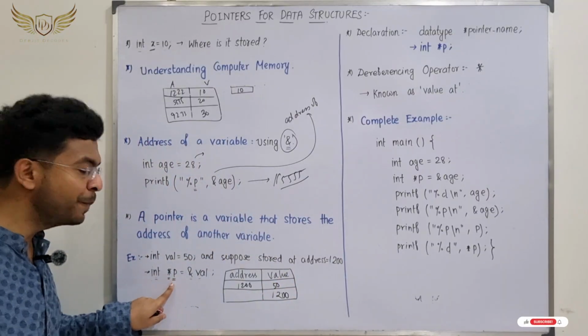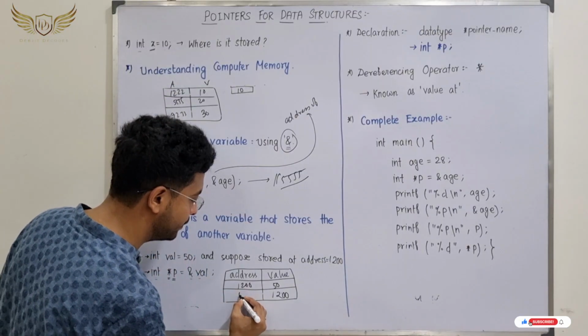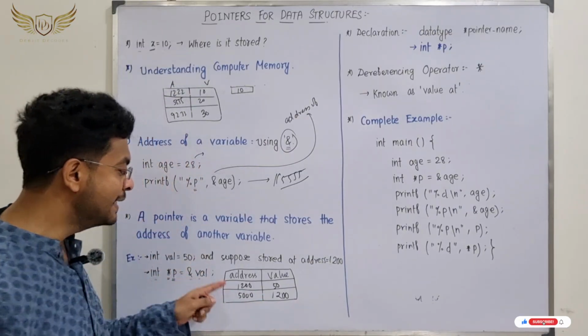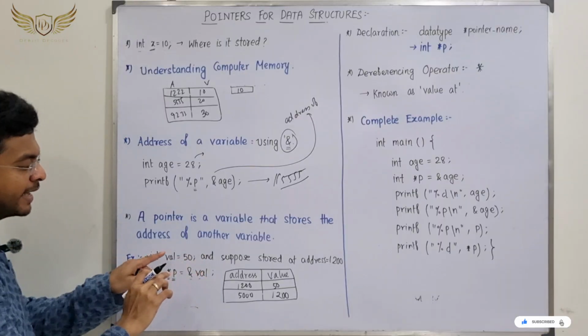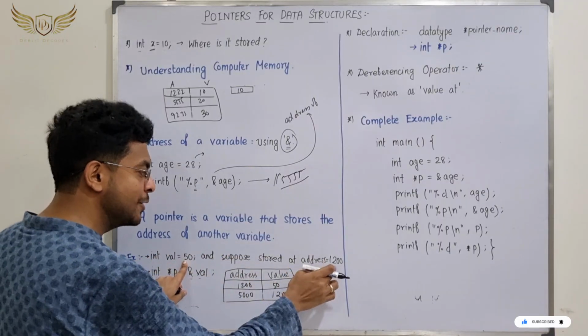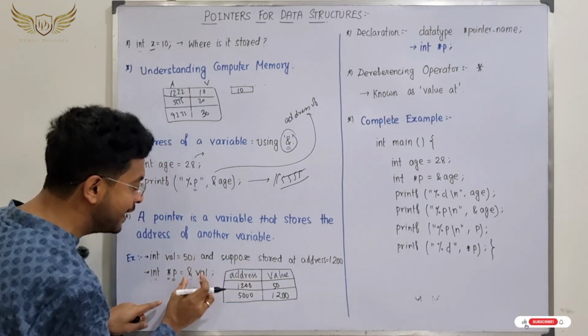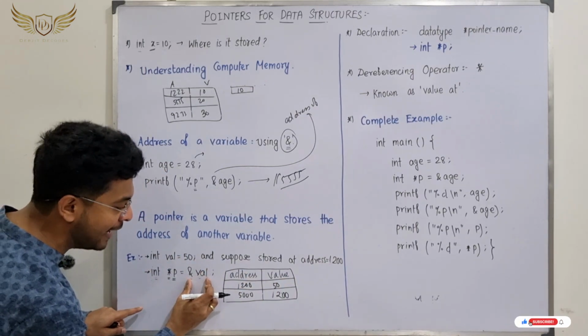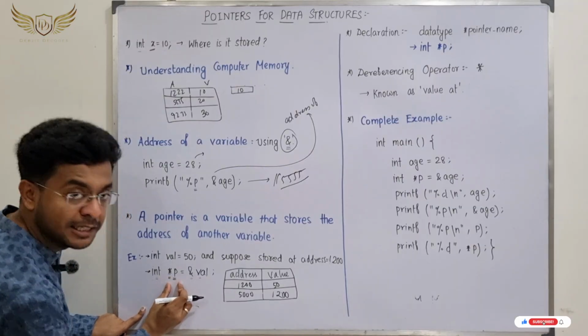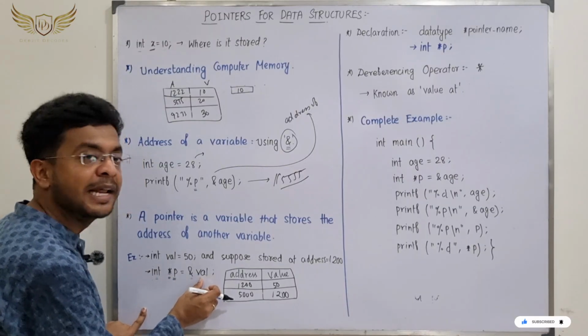And suppose this p is also stored at some location. Suppose the location is 5000. So the first line was saying that the value 50 was stored at the address 1200, and now because the address of this val is getting stored inside this p, which is a pointer, that is why it is being treated as a value.